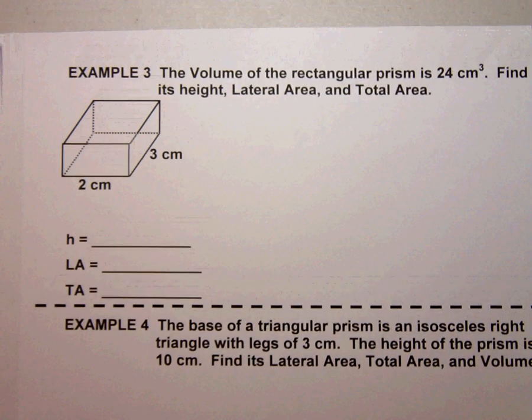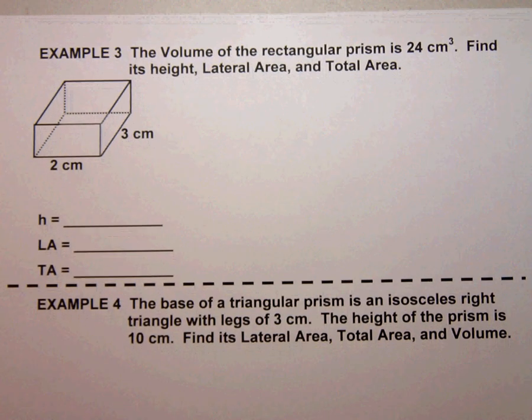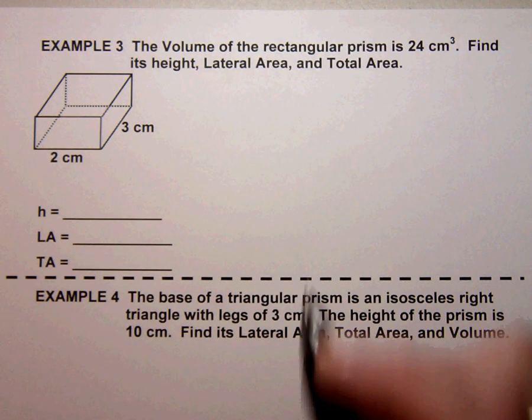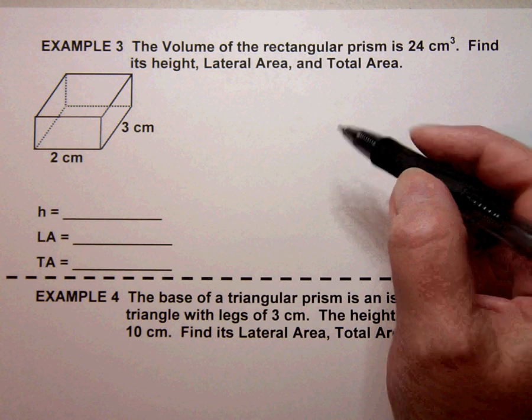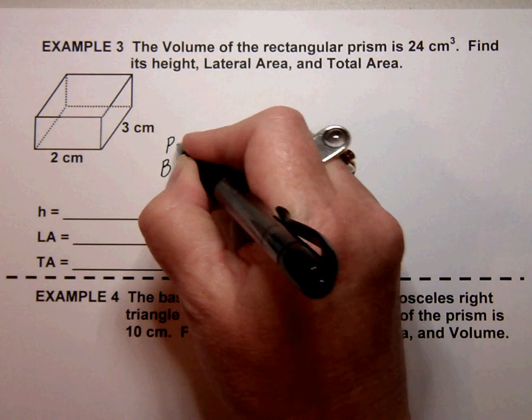Alright, let's see. Example number 3. There's one more page of notes. We're going to finish this up. This time they're giving us the volume and asking for the height, lateral area, and total area. So we're going to have to work backwards in our formula. Let's start with the things we know. We know we're going to have to figure out perimeter and base area, so let's do that.